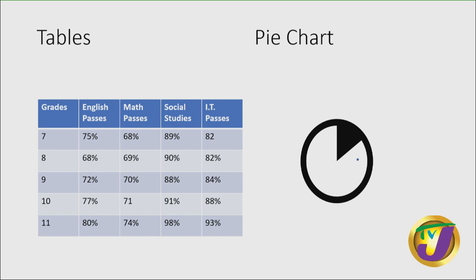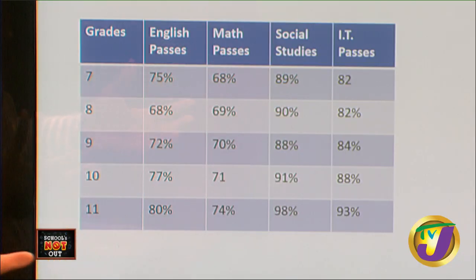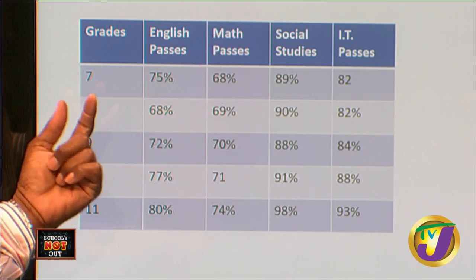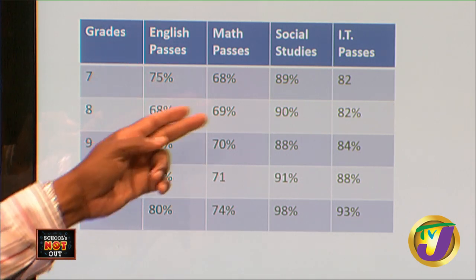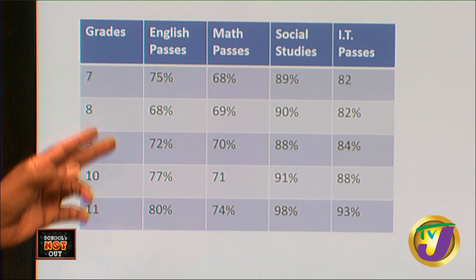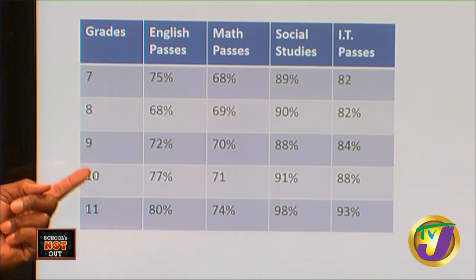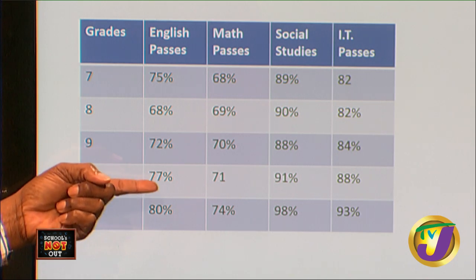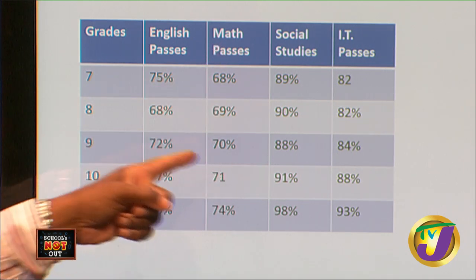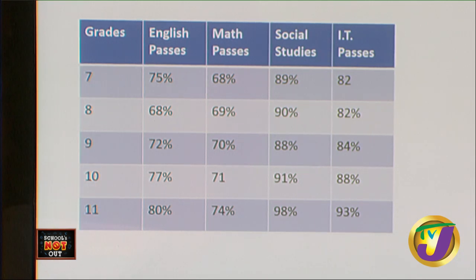And sometimes the narrative could say, when we compare English and maths passes, here at grade 7, the difference between them is 8%. The difference between maths and English at grade 8 is just 1%, 68%, 69%. And so basically the same, grade 9 almost the same, 72. But when it comes to grade 10, English passes 77%, maths passes 71%, we say a major difference. So these are the things that you would include in your narrative, in your explanation. When you're writing up the SBA, these are the things that you would have to include.